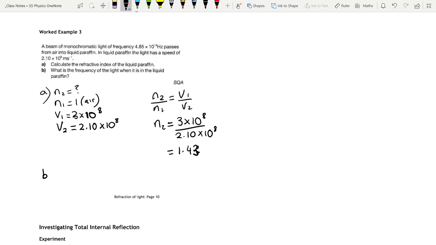And part B is a trick question. What is the frequency of the light when it's in the liquid paraffin? The frequency does not change, so it's the same. So frequency does not change.